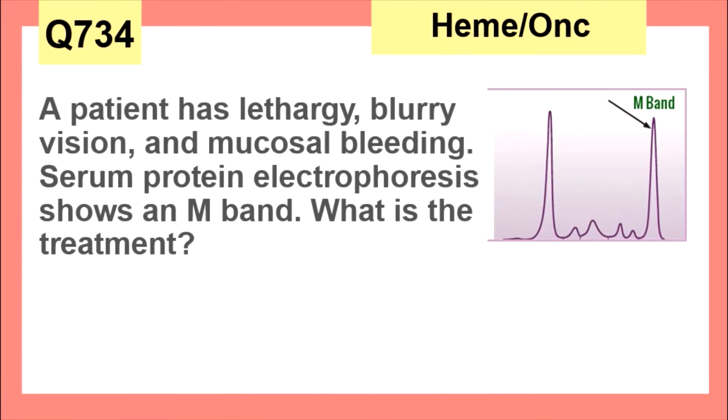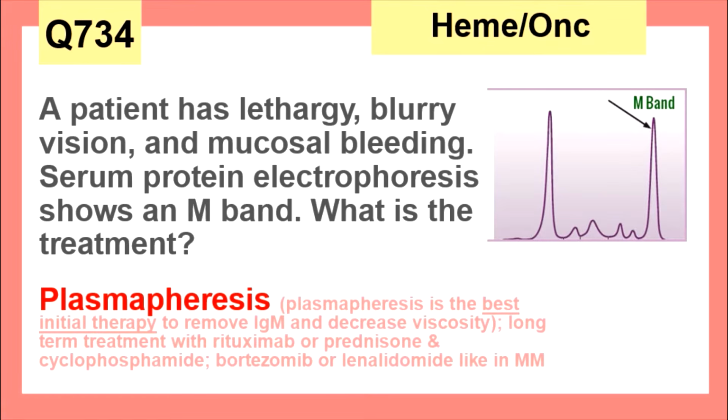734, a patient has lethargy, blurry vision, and mucosal bleeding. Serum protein electrophoresis shows an M band. So this is Waldenstrom macroglobulinemia. What's the treatment? For these patients, we give plasmapheresis. It's the best initial therapy to remove the IgM, which is causing the viscosity. So the plasmapheresis reduces the viscosity. You can take a look at the other treatments over here.